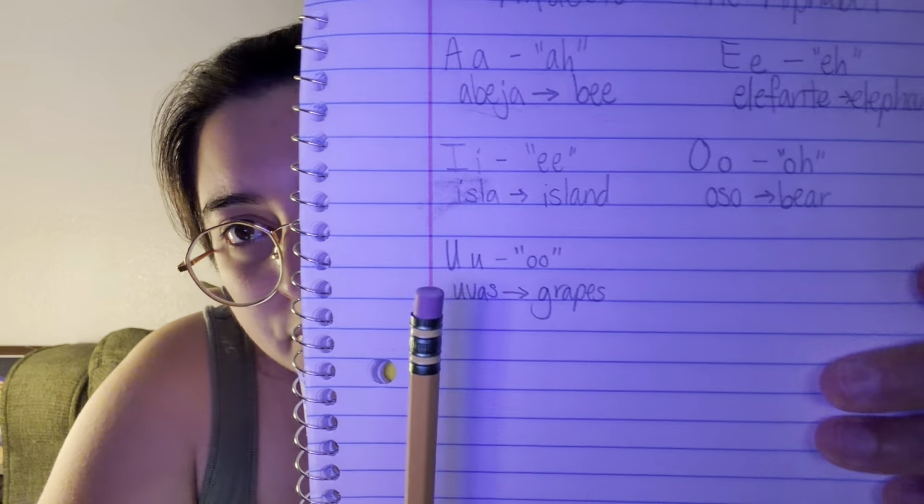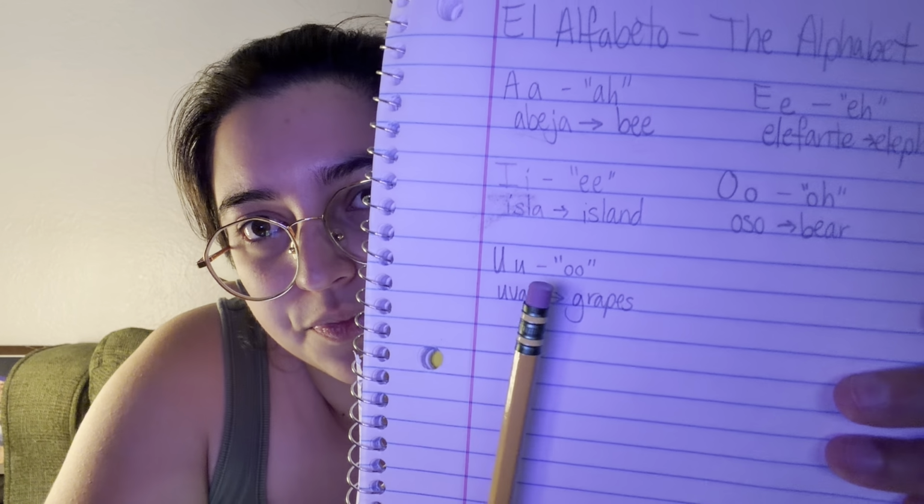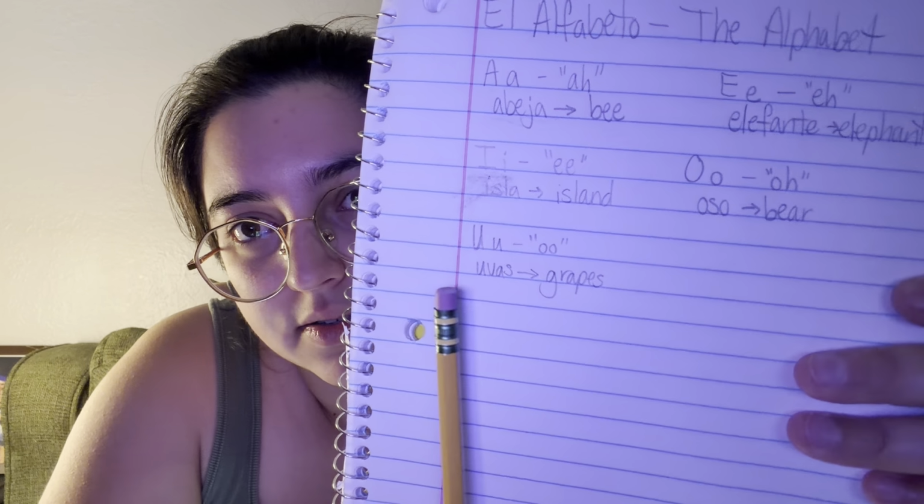Okay, and then our last vowel is going to be U, the letter U, which in Spanish is oo. Imagine in English if you have the double O, like in food or something like that. That would be the letter U in Spanish. So our example word for that is going to be uvas, which is grapes.